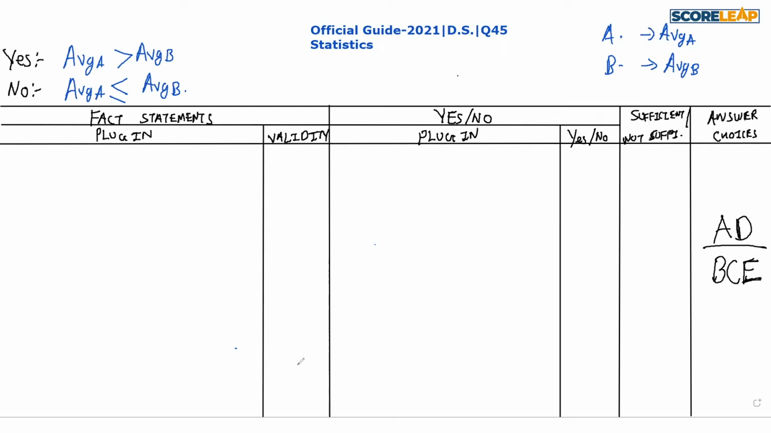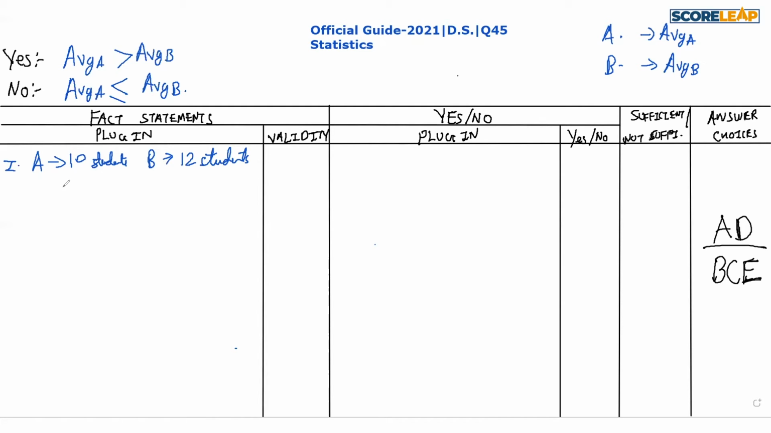This is clearly a yes or no type of problem, right? So I have already drawn the yes or no table. So what does the first statement say? The first statement says that of the students who took the test, 10 were in group A and 12 were in group B. So group A had 10 students and group B had 12 students. But we don't know the score of any of the students.